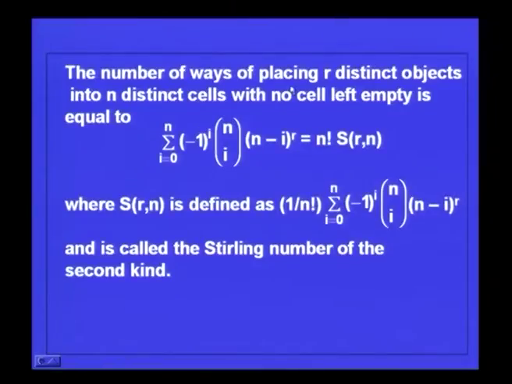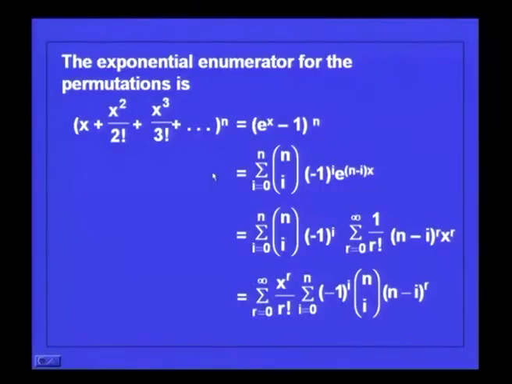The number of ways of placing r distinct objects into n distinct cells with no cell left empty is equal to this expression. This is the answer. The answer into x power r by r factorial gives you sigma r equal to 0 to infinity, and the coefficient of x power r, the term for x power r by r factorial, will give you the required answer, right.